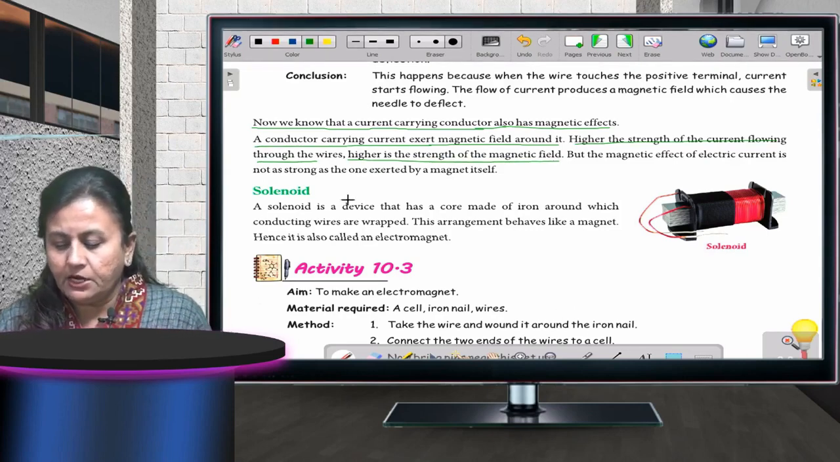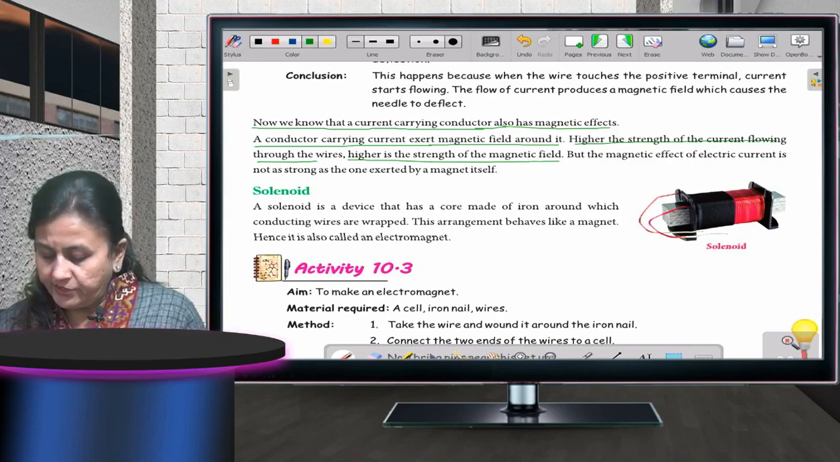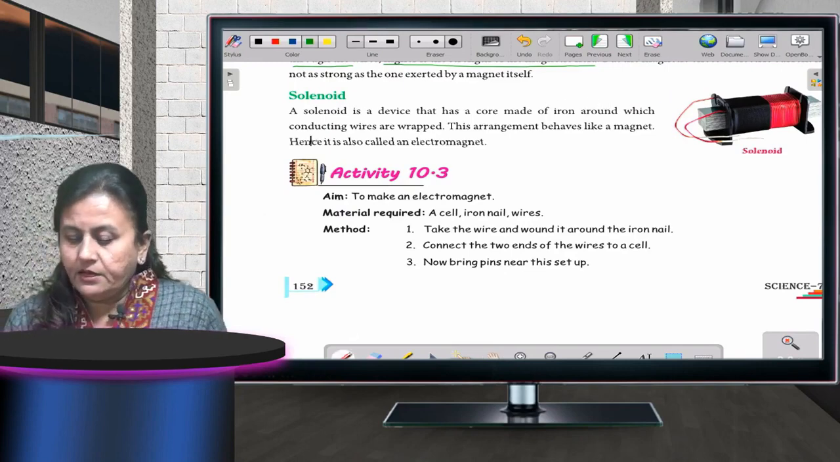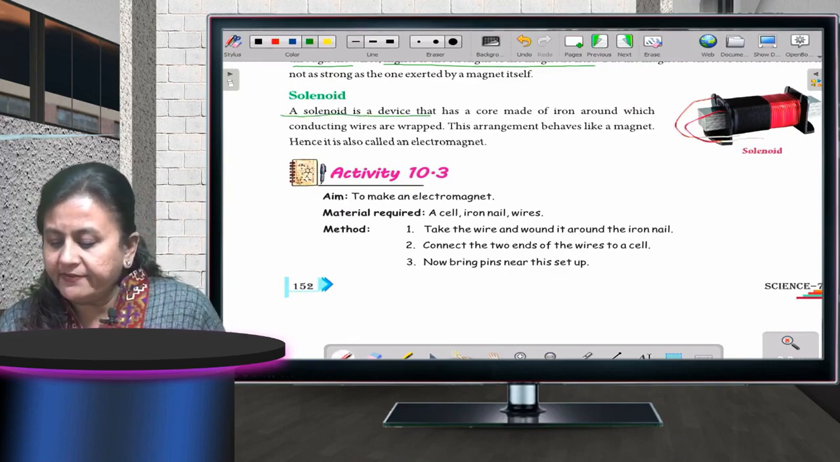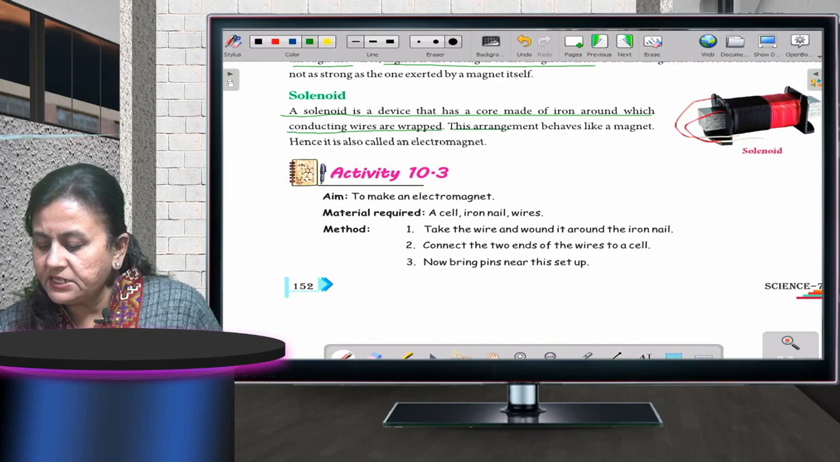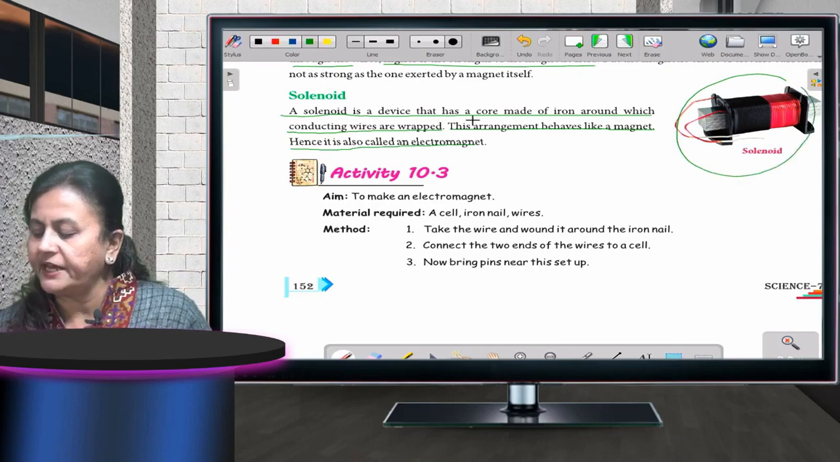Now, what is a solenoid? The next topic is solenoid. A solenoid is a device that has a core made of iron around which conducting wires are wrapped. This arrangement behaves like a magnet, hence it is called an electromagnet. You can see it in this diagram also.